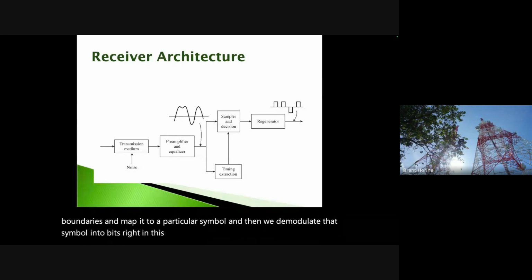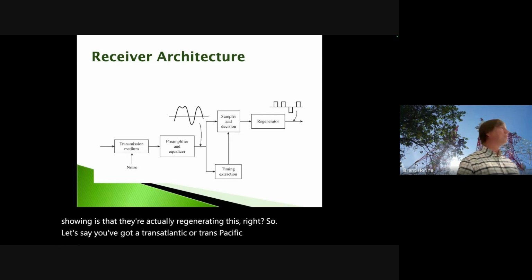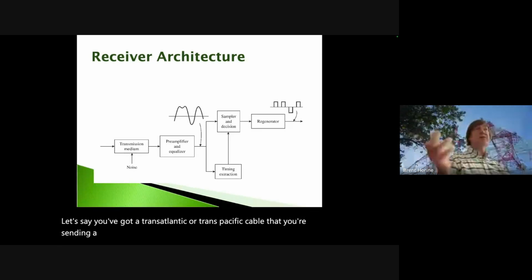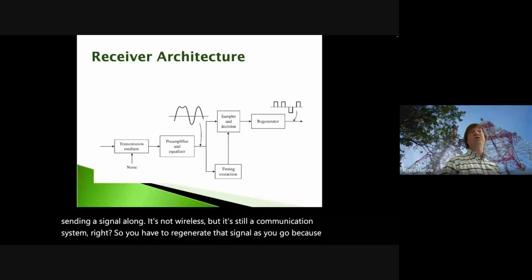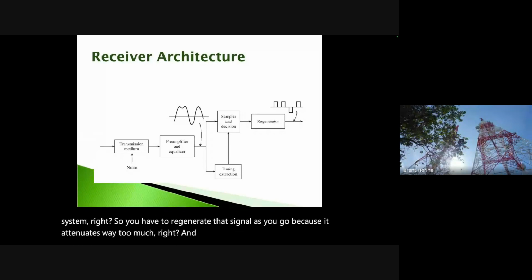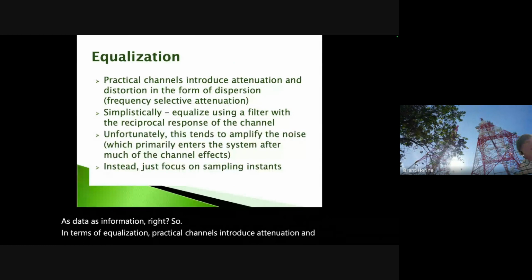In this case, from the book, the example they're showing is they're actually regenerating the signal. Let's say you've got a transatlantic or trans-Pacific cable that you're sending a signal along. It's not wireless, but it's still a communication system. You have to regenerate that signal as you go because it attenuates way too much. In a conventional receiver, we just interpret those bits as data, as information.